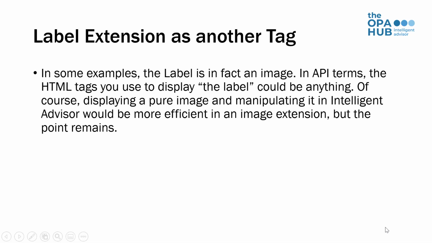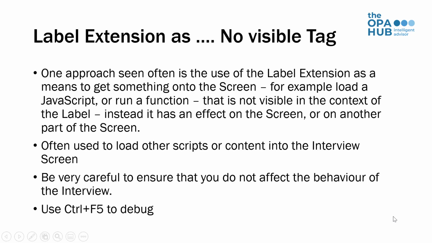So in this case, the label isn't really doing anything itself. It's actually affecting something else on the page. We have to be careful with this so that we don't really change how the interview behaves. But we could say that a label could therefore be another tag, and we've given a couple of examples. We've also seen there just now that a label could essentially be nothing visible. It's used to drive an effect somewhere else on the screen. Be careful of using this. Make sure that you use Control F5 to debug, and make sure that you are not affecting how the rule engine works.